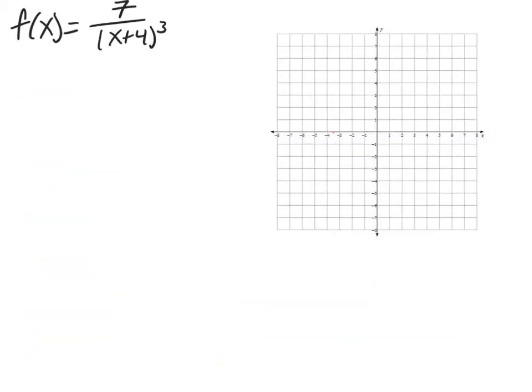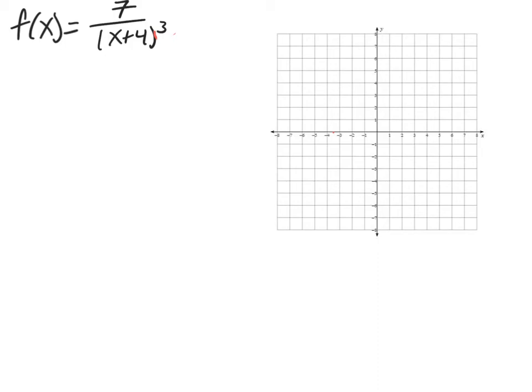Okay, so basically same deal here. The only difference is that we have a cubed value here, but we're not really going to worry about that. Everything kind of works the same, except our graph is going to look just a touch different. So let's get into this.